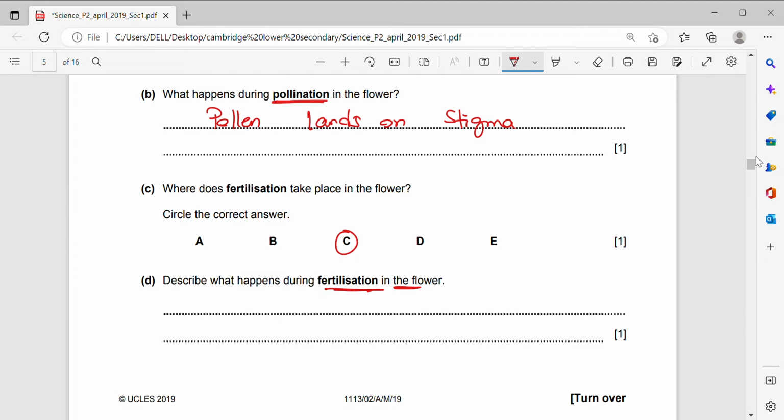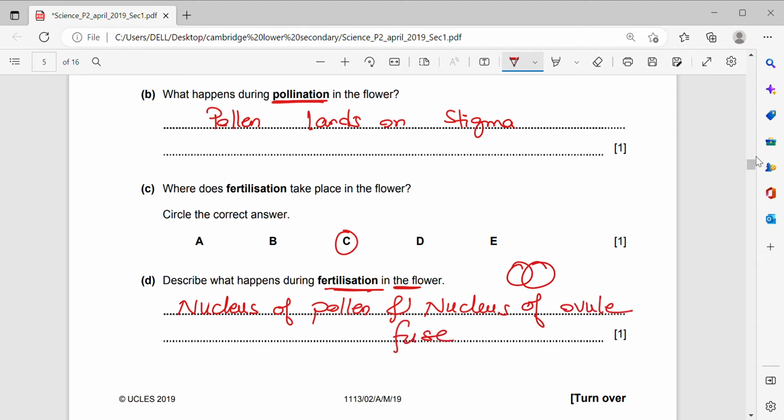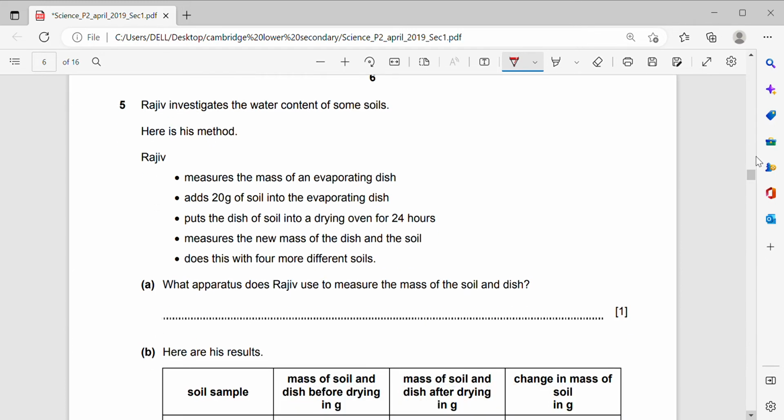Fertilization means two things fuse together. What are these things that fuse together? The nucleus of the pollen and the nucleus of the ovule fuse. This is our keyword here. So when the nuclei of the pollen and the ovule fuse. Next question.